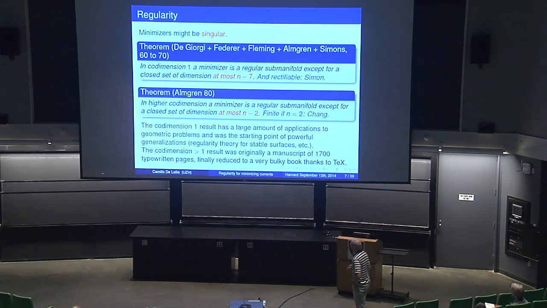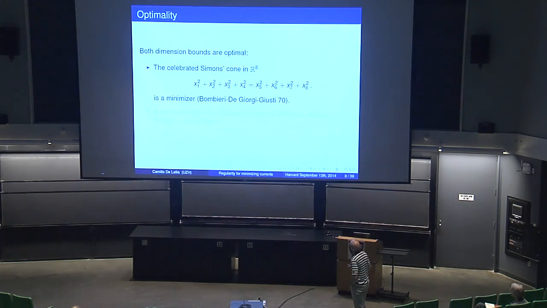OK, so maybe before coming to that, let me just tell you this very important thing. The result is optimal, both in codimension 1 and in higher codimension. So in codimension 1, the first famous example of a singular area minimizing current is the Simons cone, for which I give you here the expression. It's a 7-dimensional surface in R8.